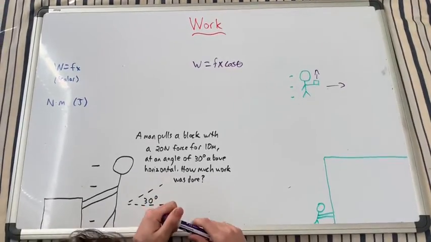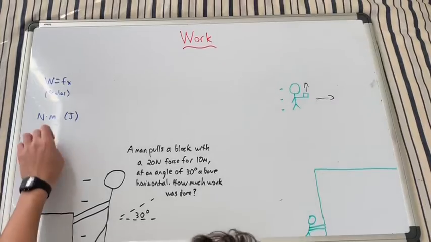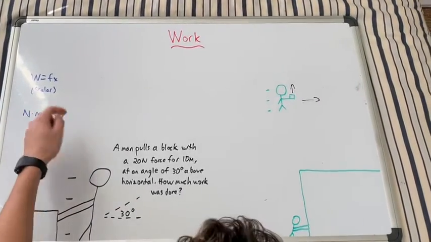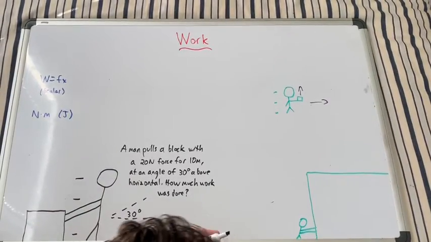Now let's talk about the units of work. It's simple to derive. It's newtons times meters, which is also equivalent to joules, which is represented by a J.